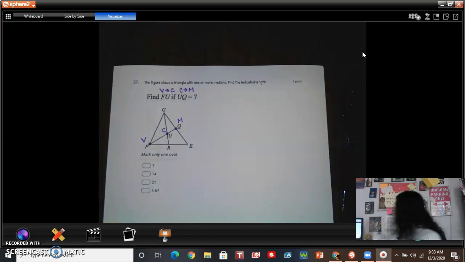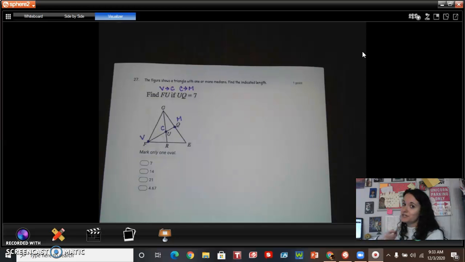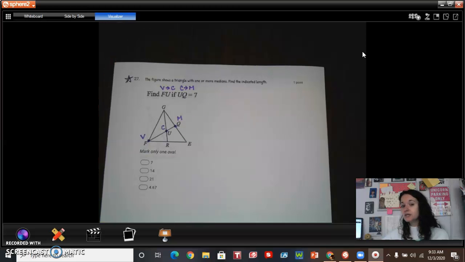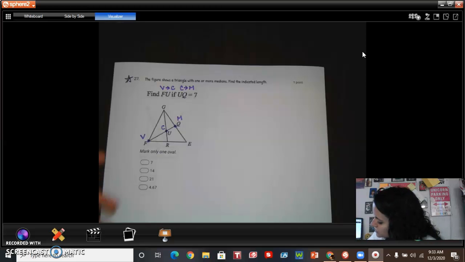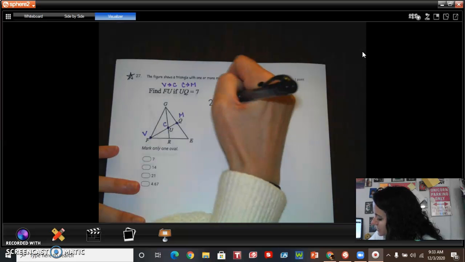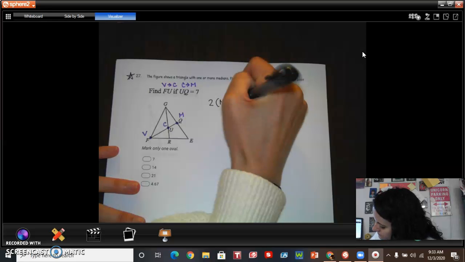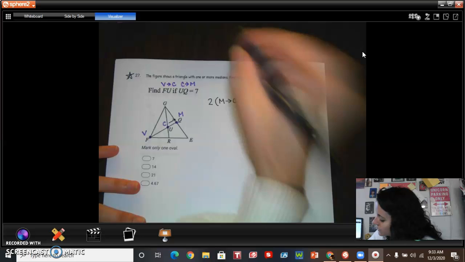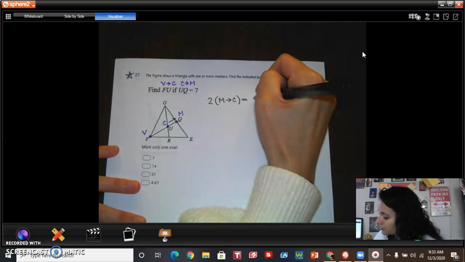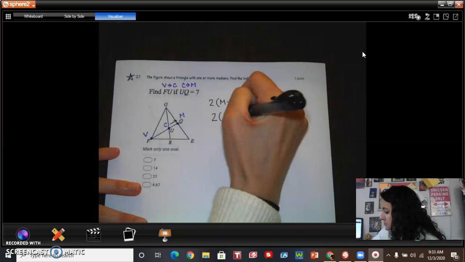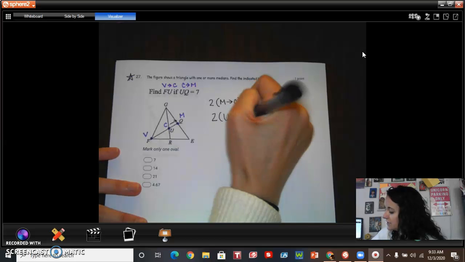So this formula is 2 times the midpoint to centroid, so this part here, is equal to the vertex to centroid. That would be this part right here. So in other words, we would say 2 times UQ equals FU. I know what that sounds like. You can snicker if you like. It is kind of funny. Okay, so here we go. We got 2 times 7 equals FU, so our final answer is 14.